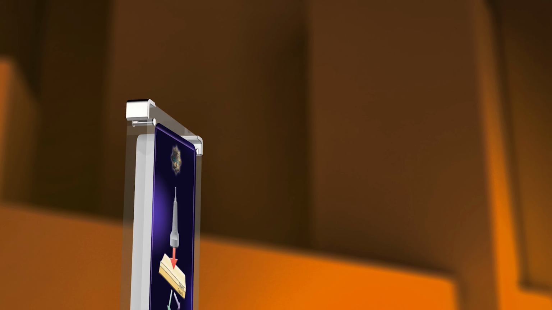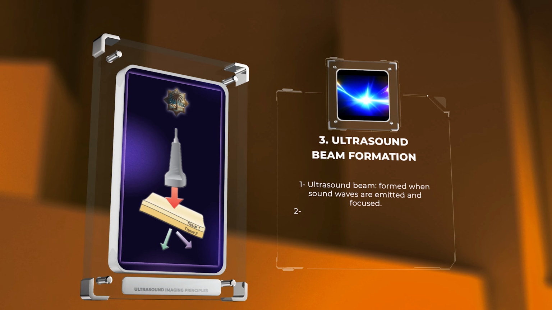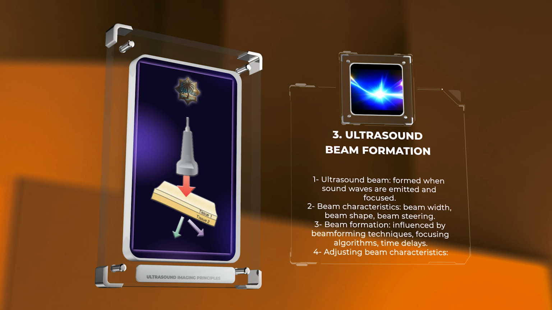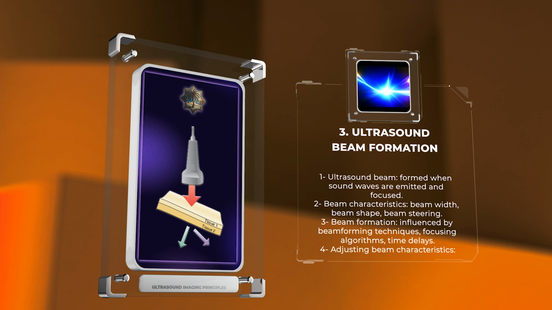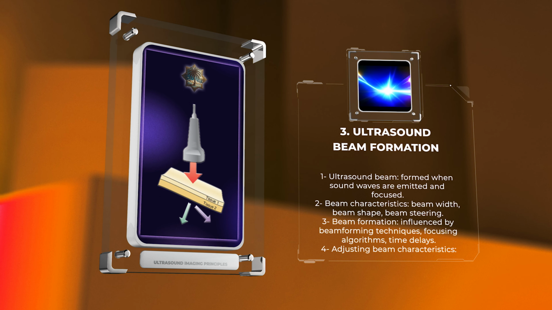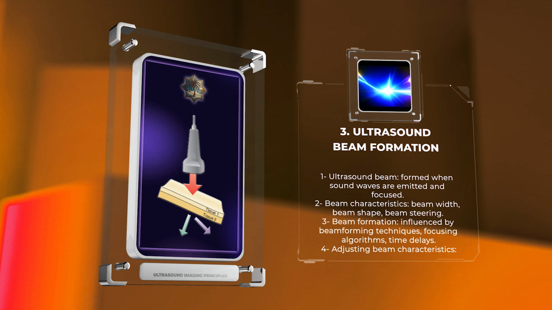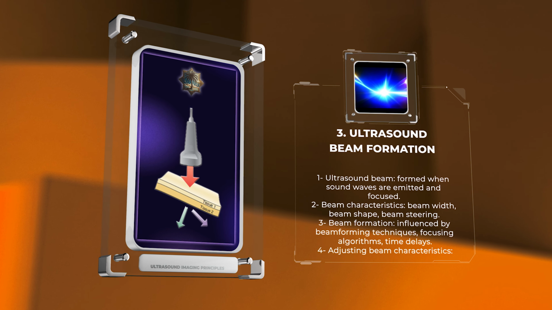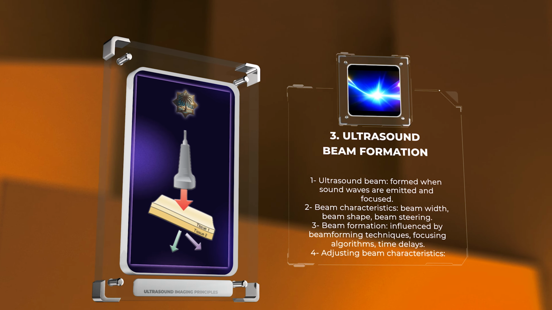The ultrasound beam is formed when sound waves are emitted and focused into a narrow, cone-shaped beam. This beam's characteristics, such as beam width, beam shape, and beam steering, can be adjusted to optimize image resolution and penetration depth. We will study the factors influencing beam formation, including beam-forming techniques, focusing algorithms, and time delays.